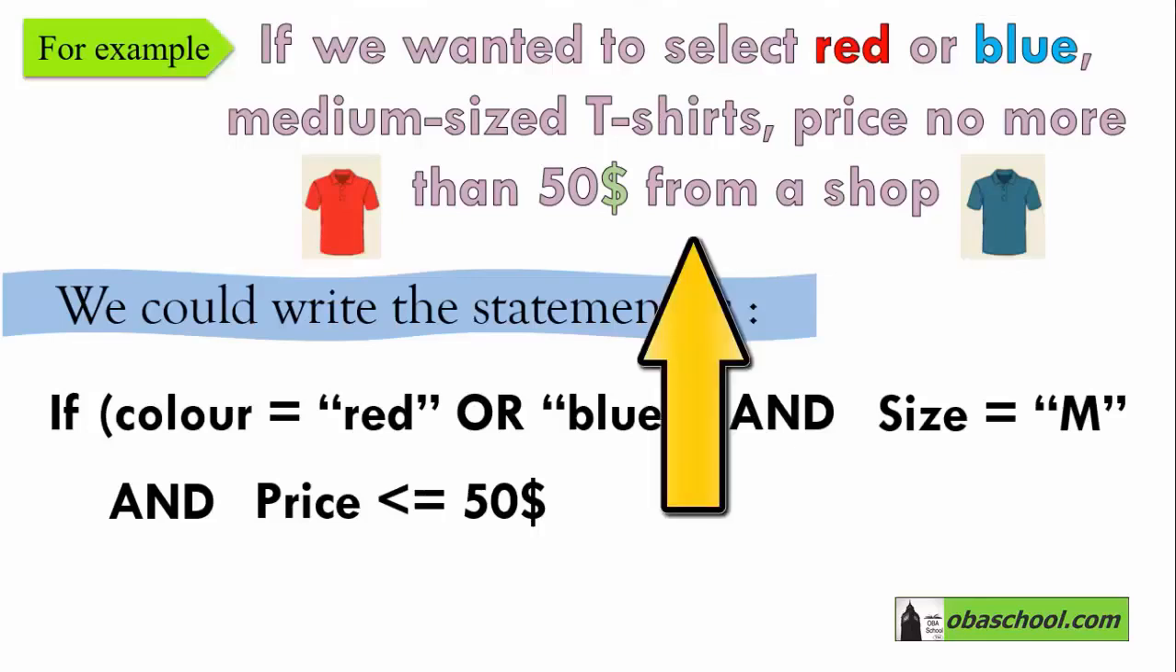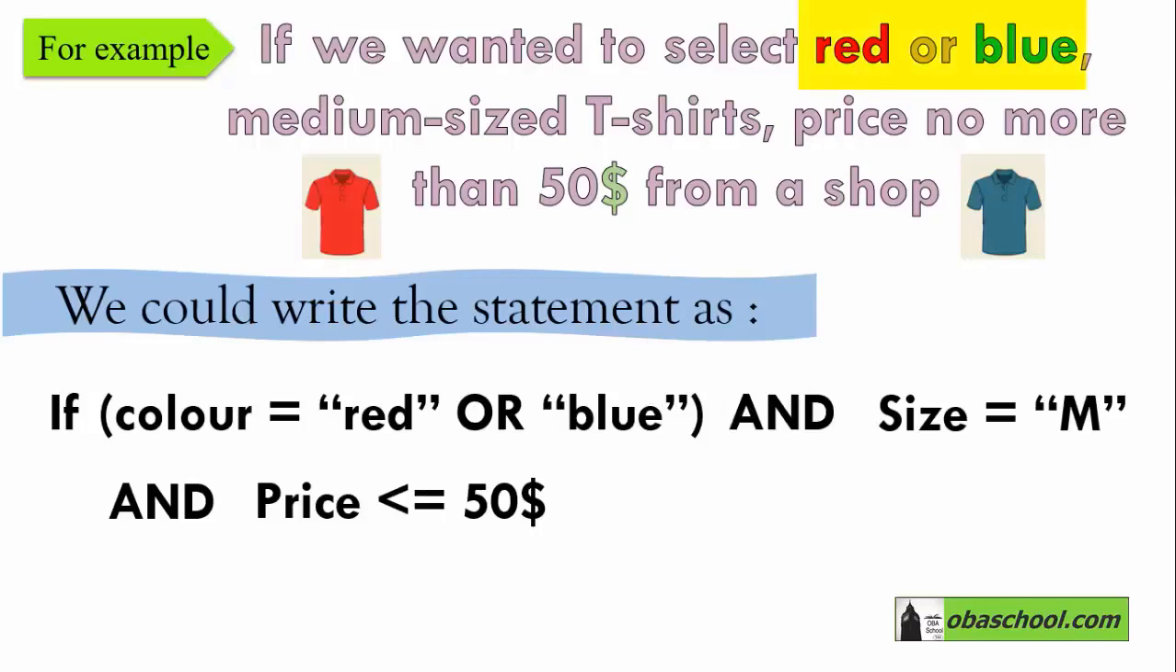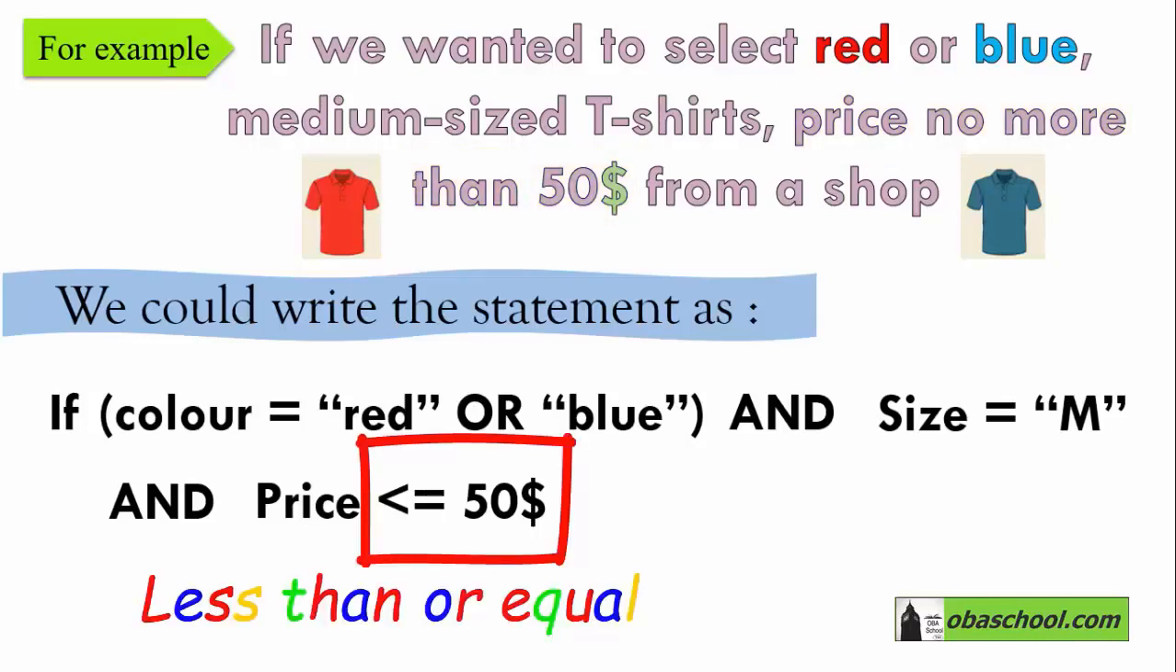We have three conditions here. Number one is red or blue, and we put it in the code. Then we put the and. After that, we have the size. The size should be medium, as you can see. This condition is in the example. Finally, the price. No more than $50. So we take 50 and less. That is why we put in the code less than or equal to $50.